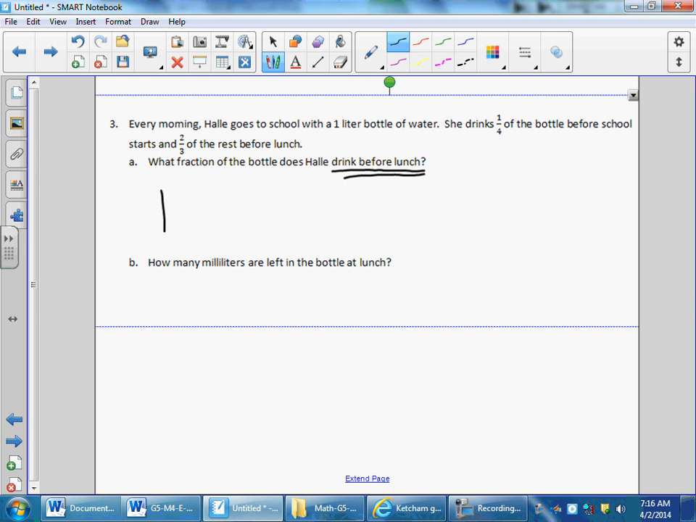Okay. This was a little bit tricky. The wording is always a little bit tricky, but we have to think it through all the way and make the most sense in our brains. This is a liter of water. She drinks 1/4 of that bottle of water before school. 1/4 would be before school.